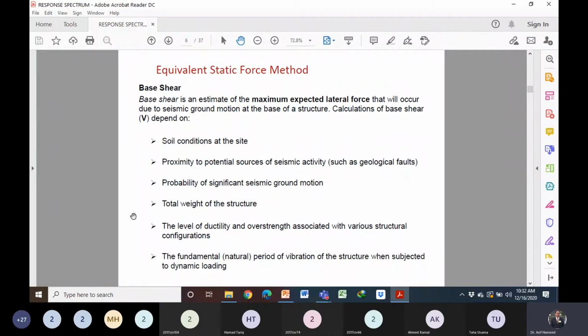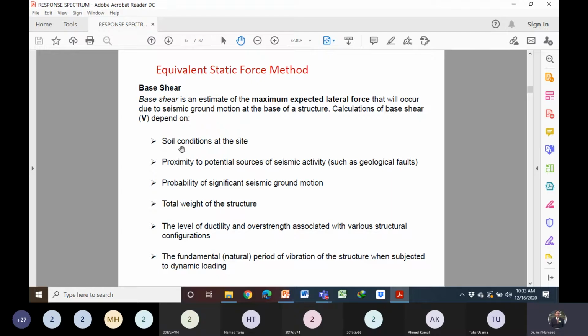What are the main factors in the present code which they consider to calculate the base shear? So base shear is the estimation of the maximum expected lateral force that will occur due to the seismic ground motion at the base of the structure. So this is the maximum load which can be produced at the base of the structure because of a certain earthquake. So calculation of base shear depends on these factors. Please note down these factors. They are very, very important. I will ask you later.